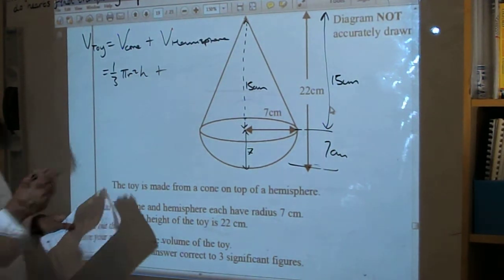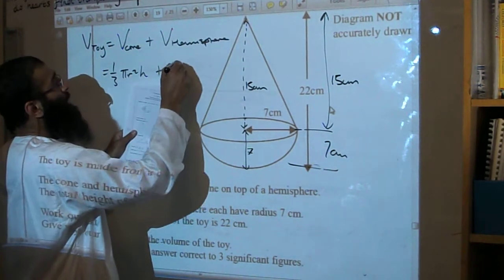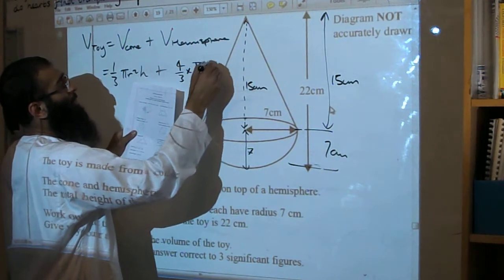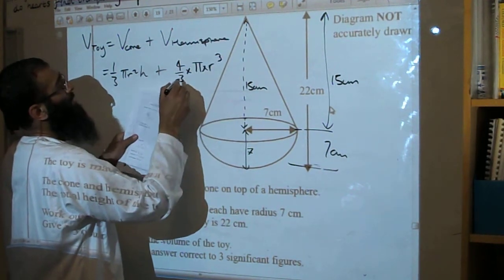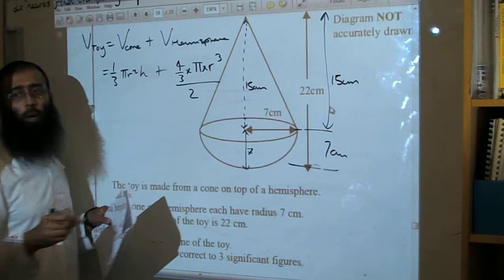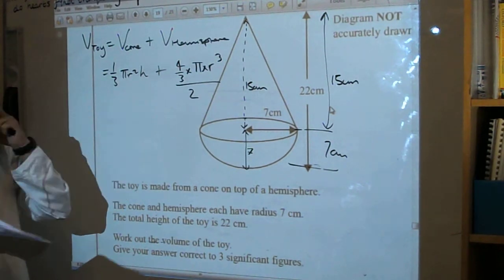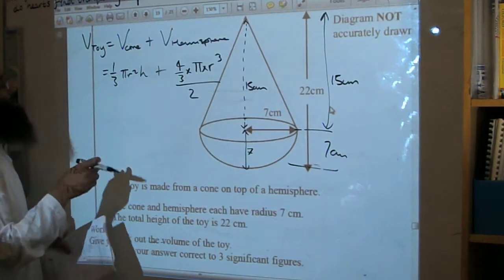Okay, so the formula for a sphere is 4/3 times pi times r cubed, is that right? And then we have to divide it by 2. Why do you divide it by 2? Because it's not a full ball, it's a half ball. Yep. Now you need to put the values in there.